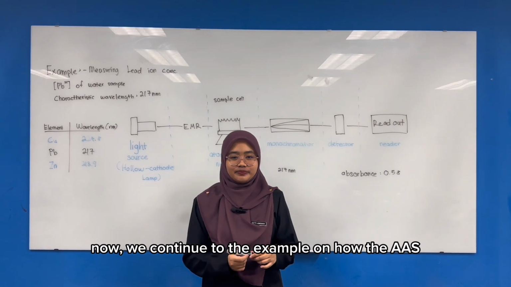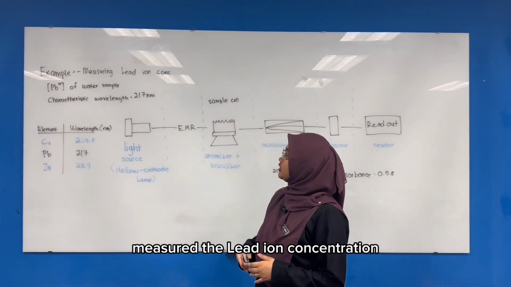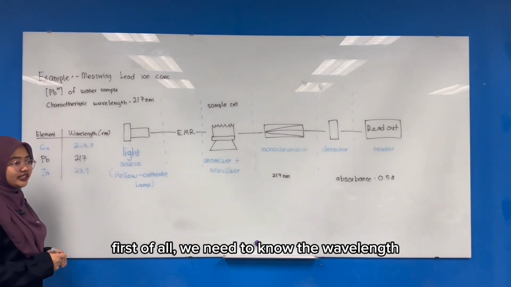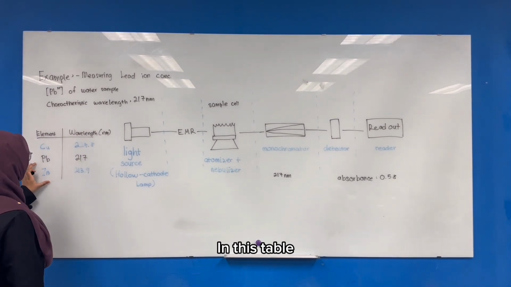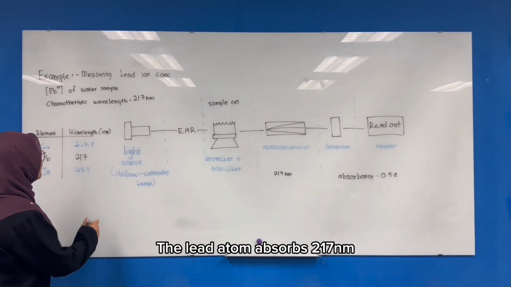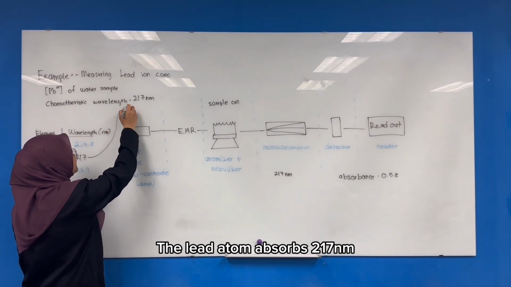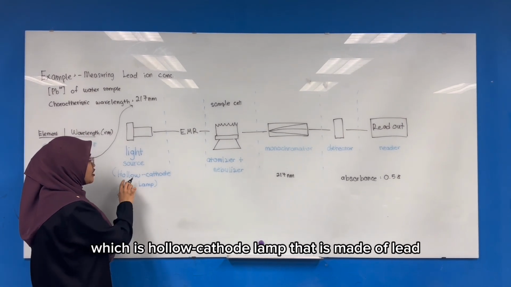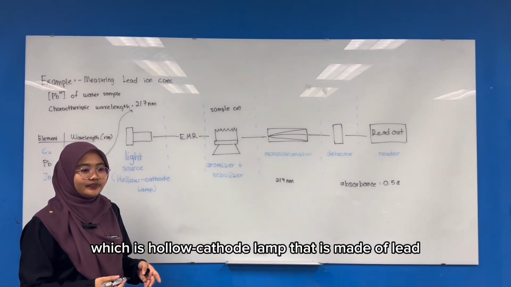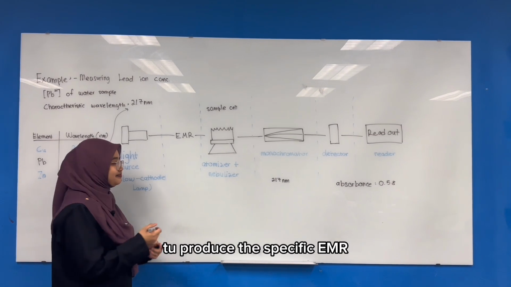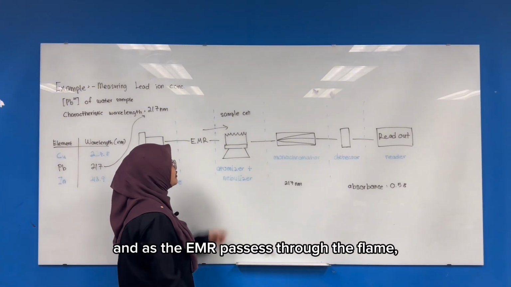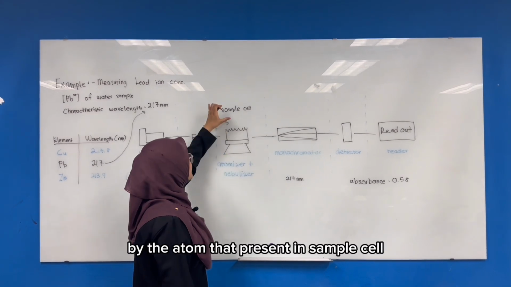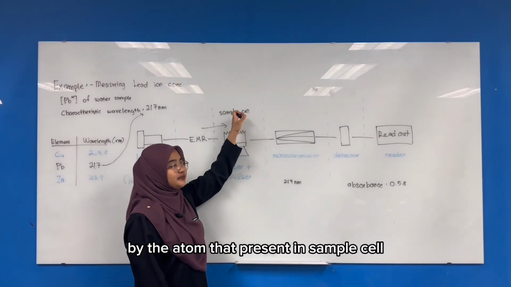Now we continue to the example of how the AAS measures lead ion concentration. First of all, we need to know the wavelength that we use for lead. In this table, the lead atom absorbs 217 nanometer. So we will use the light source, which is a hollow cathode lamp made of lead, to produce the specific EMR. As the EMR passes through the flame, which atomizes the water sample, part of the radiation will be absorbed by the atoms present in the sample cell.